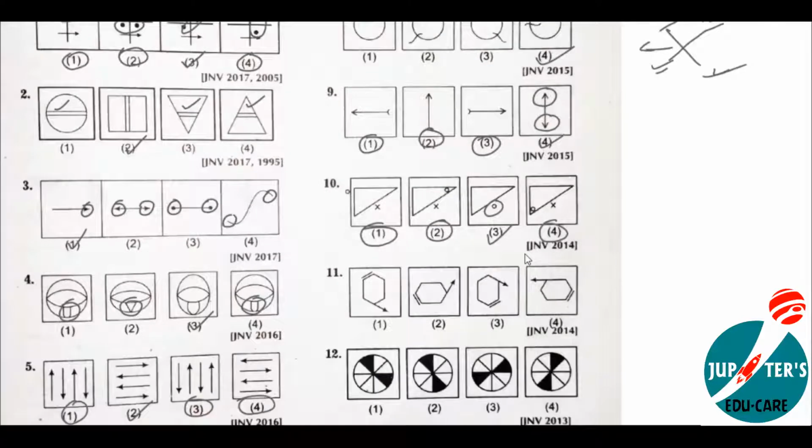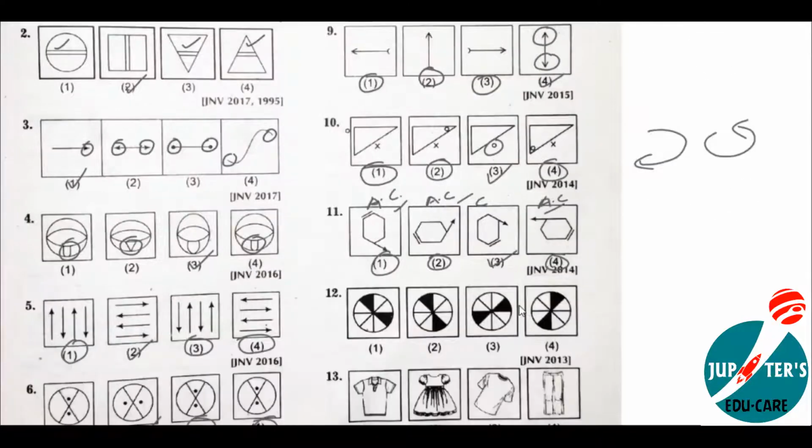Next, question number 11. To complete this question we already know the clockwise direction and this is the anti-clockwise direction. In the first option it is rotating in the anti-clockwise direction. In the second option it is also rotating anti-clockwise. In the third option it is rotating clockwise. In the fourth option it is rotating anti-clockwise. If we observe carefully, the first, second and fourth options are rotating anti-clockwise, but in the case of option 3 it is rotating clockwise. So third is our answer in this question.